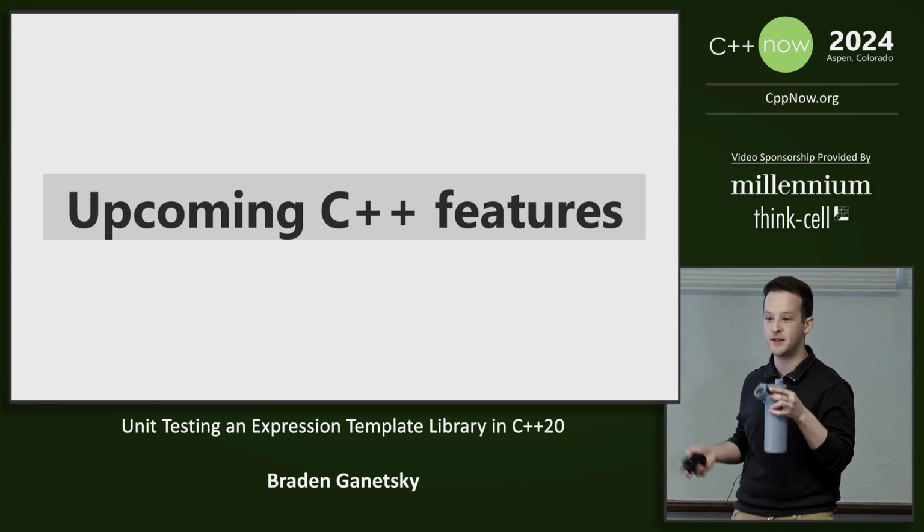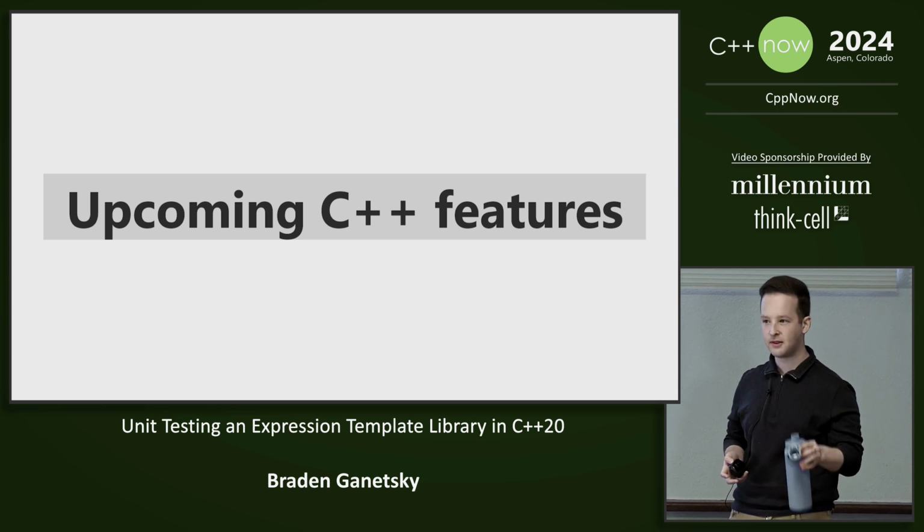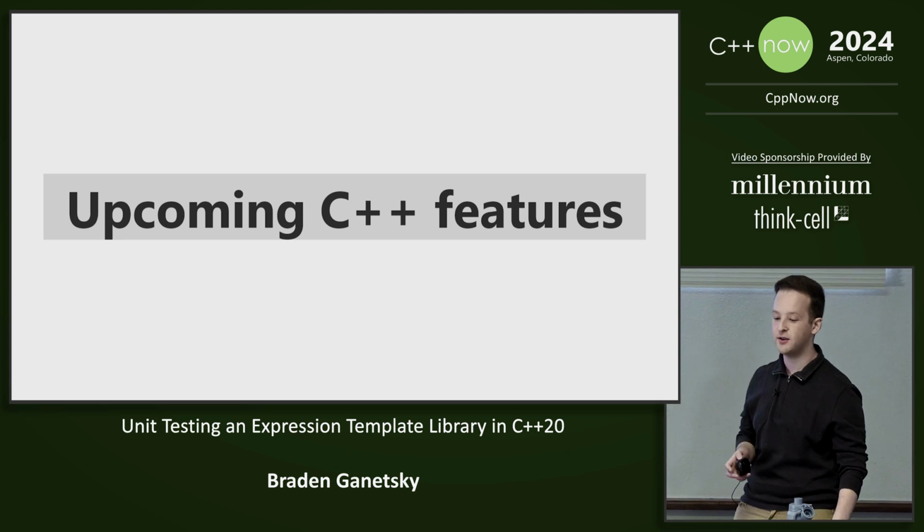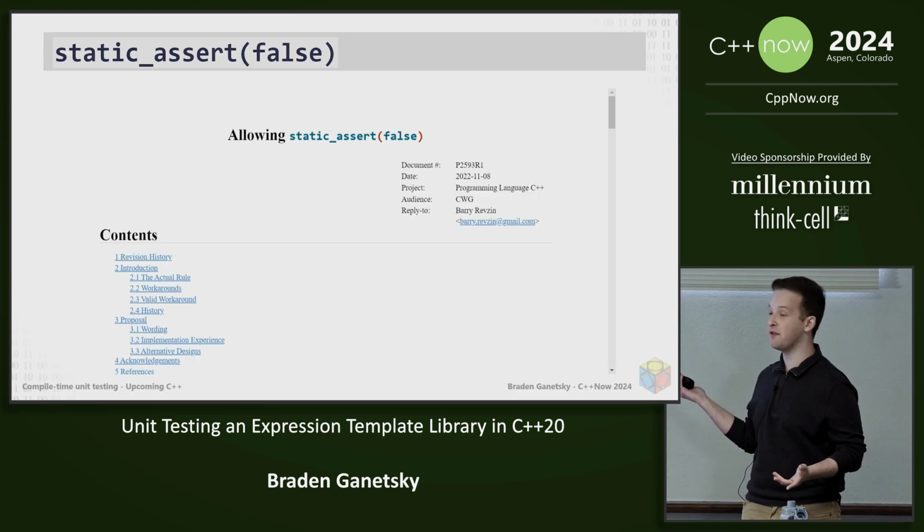I'm sure some of you can guess what it's about to be. C++26 context for strings. And wait, assert. Sorry, what's the one you're saying? Formatting strings. OK, I'll get there. First, I'll talk about static assert false.